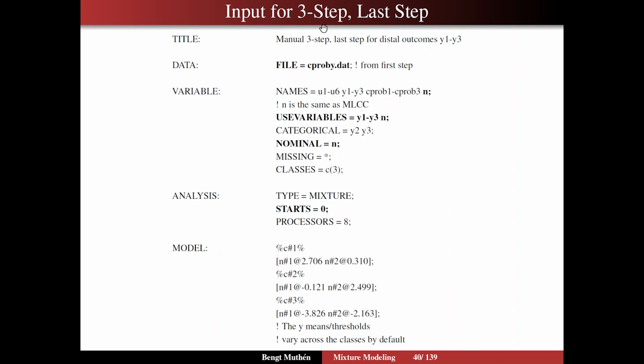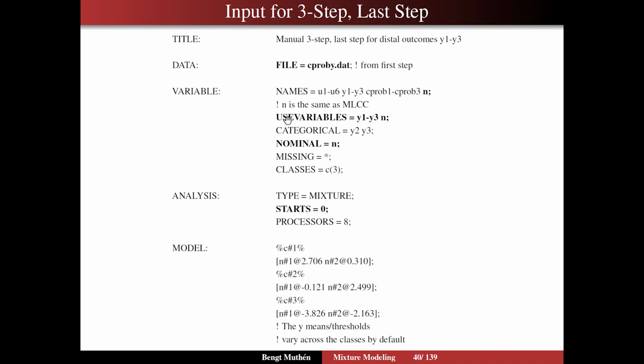So here we have input for 3-step, last step. And now the data file that we work with is no longer the original data, but we work with cproby.dat from the first step. And that means that we have a new names list, which was shown then at the bottom of, or on slide 38. And we then replace the name for the most likely class for variable C by the simple letter N. N standing for a nominal variable, but it's the same as the most likely class for C.